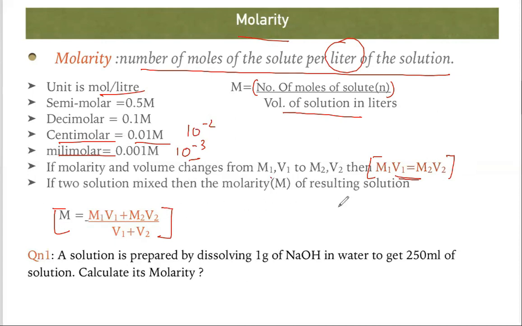Here, as we have taken two components, the formula is M1 V1 plus M2 V2 divided by V1 plus V2. Let's suppose he is adding another term, M3, a third component. Then you have to add M3 V3, divided by V1 plus V2 plus V3. So if he is giving two components and he is asking what is the molarity of the final solution, you can use this formula.